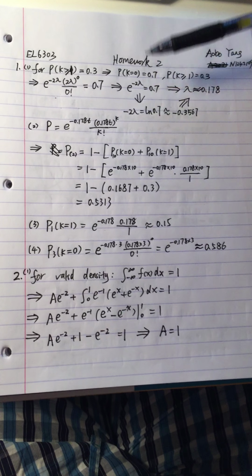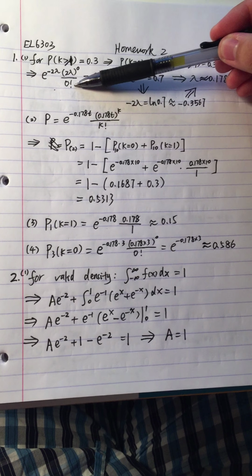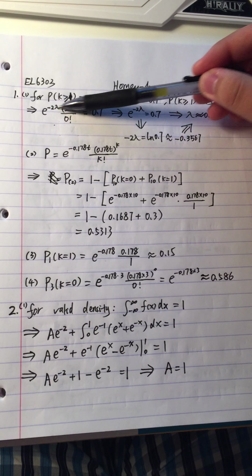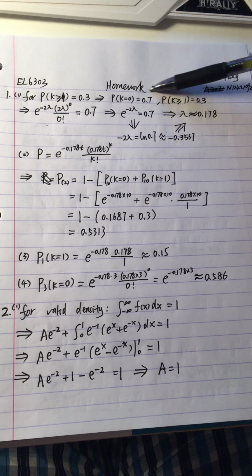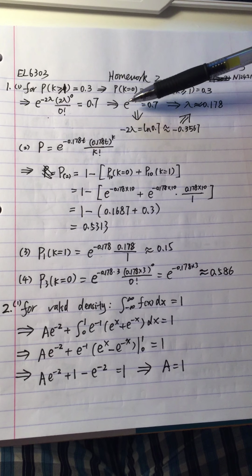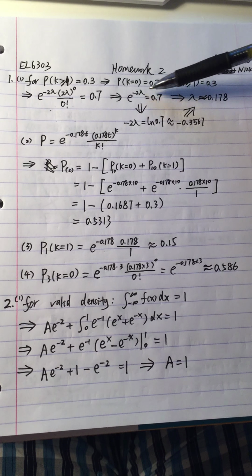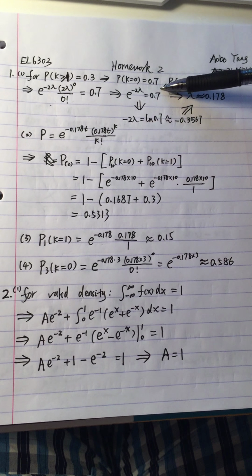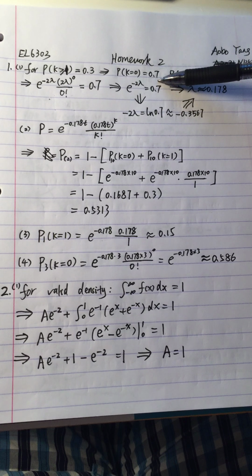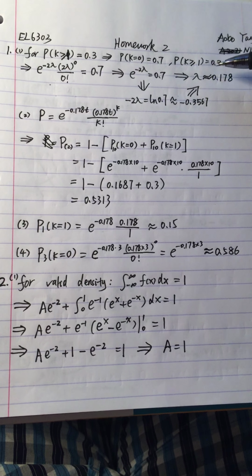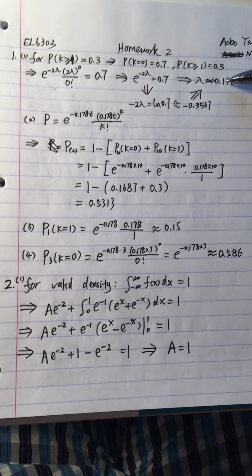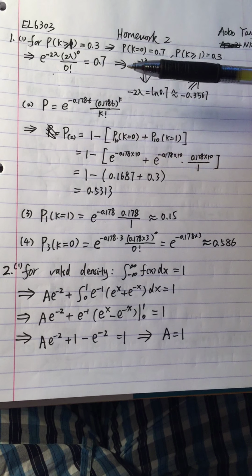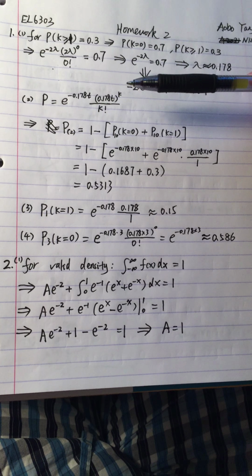So that means for k equal to 0 and t equal to 2, because the 2 minutes, we can find this equation equal to 0.7. So after that we can get e to the minus 2 lambda equal to 0.7. So we can easily get that, we take the log of both sides of the equation, and we can easily find the lambda is equal to 0.178.